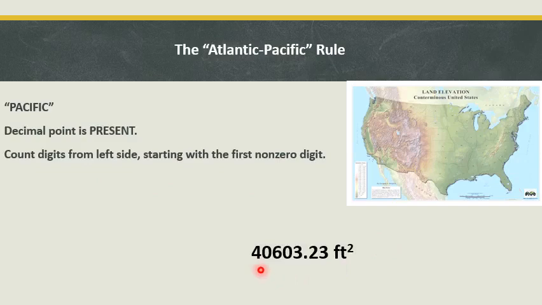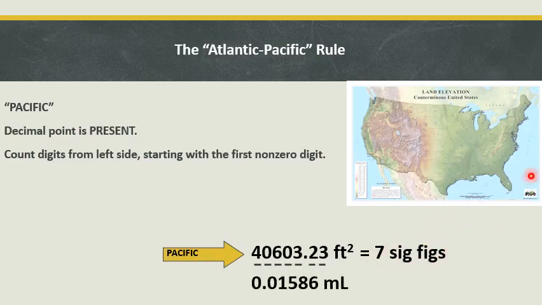Say for example 40603.23. How many significant digits are here? Since there is a decimal present, we have to count from left to right with the first non-zero digit, which is 4 here. So how many are there? 1, 2, 3, 4, 5, 6 and 7. So there are 7 significant digits, or we will just call them sig figs.